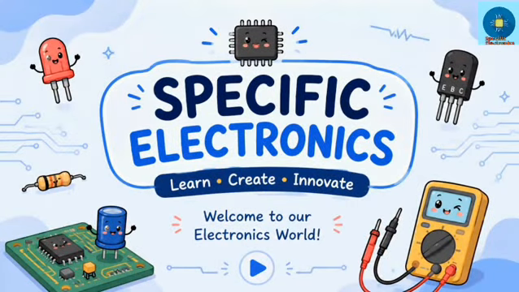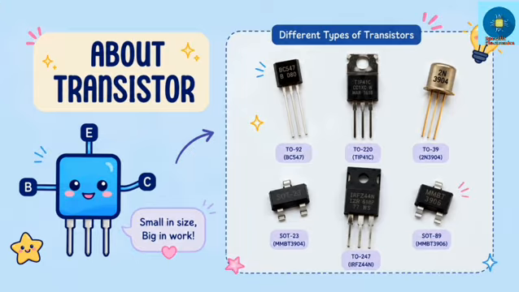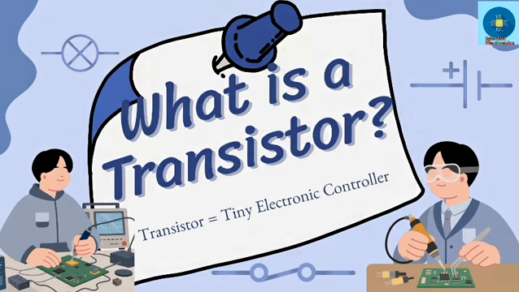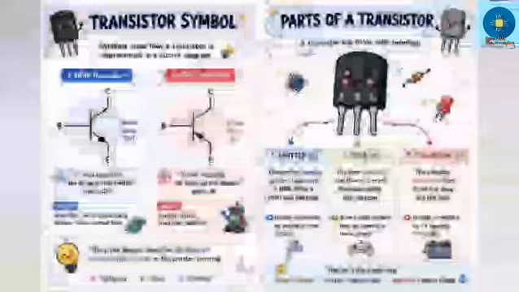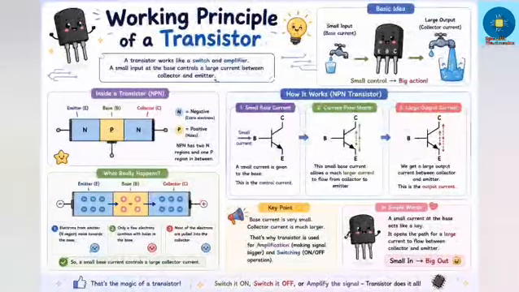In today's video, we are going to learn about one of the most important electronics components, the transistor. If you are a beginner, don't worry. I will explain everything in a simple and interesting way. So in this video, we will learn what is a transistor, why do we use it, types of transistor, transistor symbol, parts and working principle, etc.